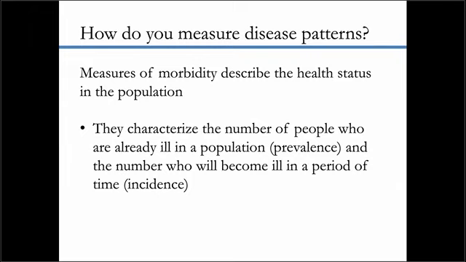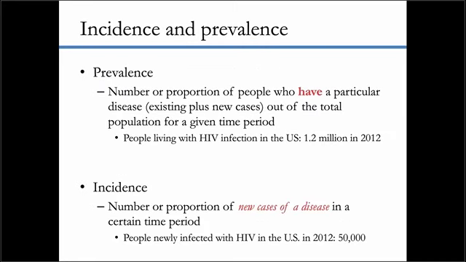So measures of morbidity characterize the number of people who are already ill in a population, which is our prevalence calculation, and the number of people who will become ill over a period of time, which is our incidence calculation.